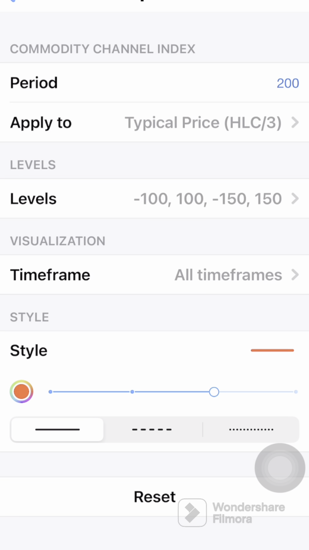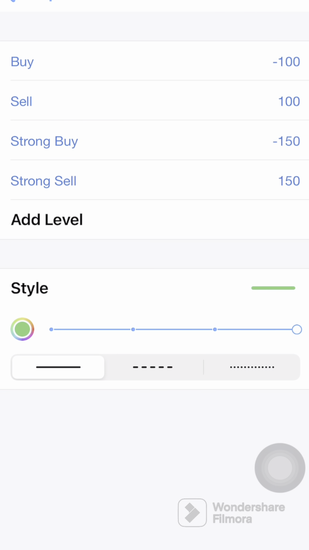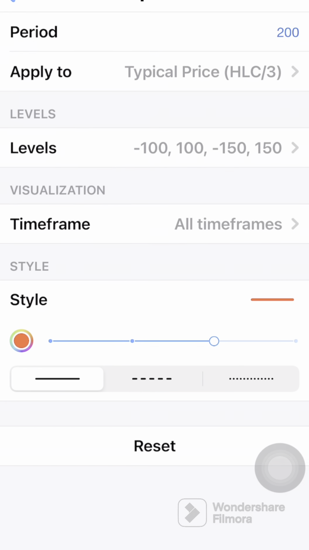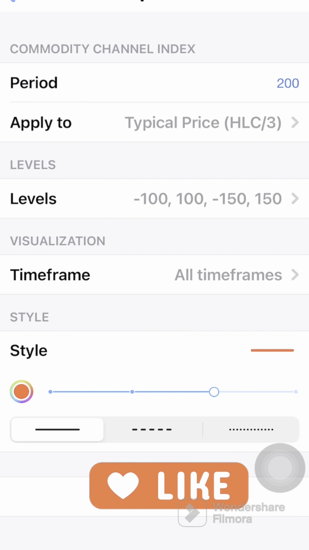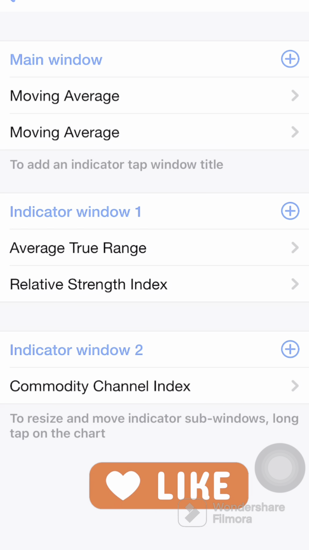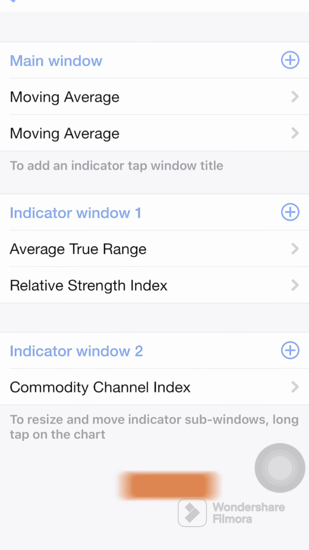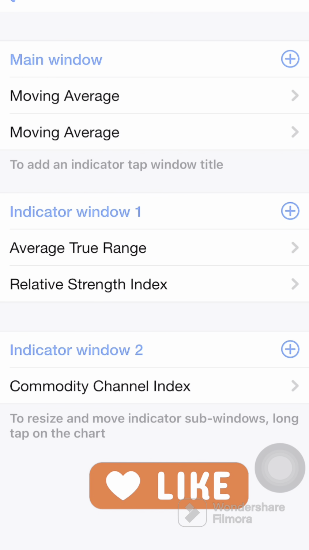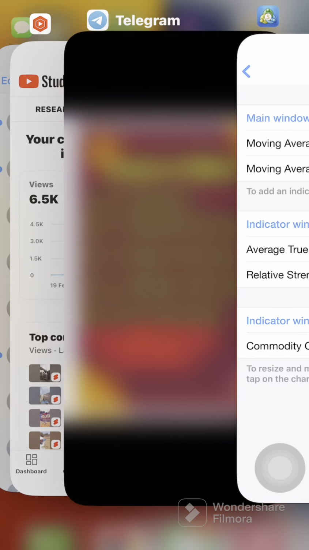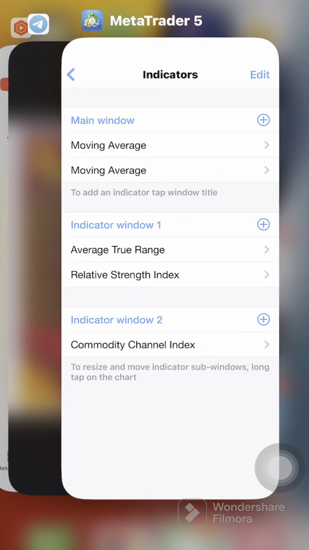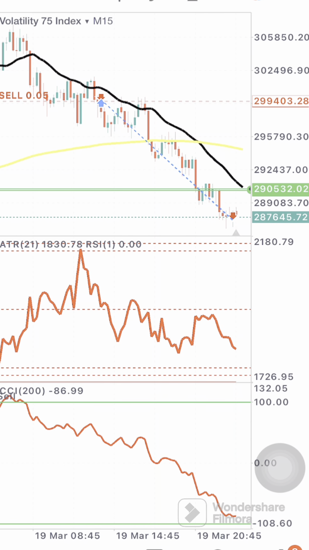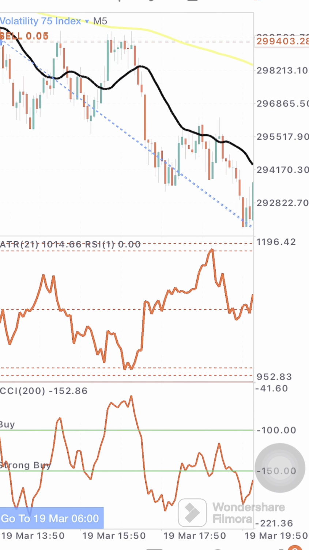So we have period 200 applied to typical price HLC/3, levels -100, +100, -150, +150, style green. So that's that. Here are the full settings for this Awesome Volatility 75 index trading strategy. Since I'm done giving you the settings, let me move on to the conditions for this strategy.